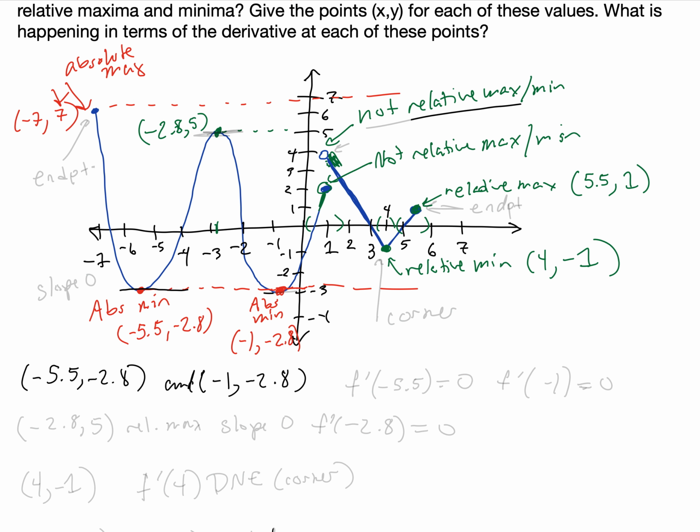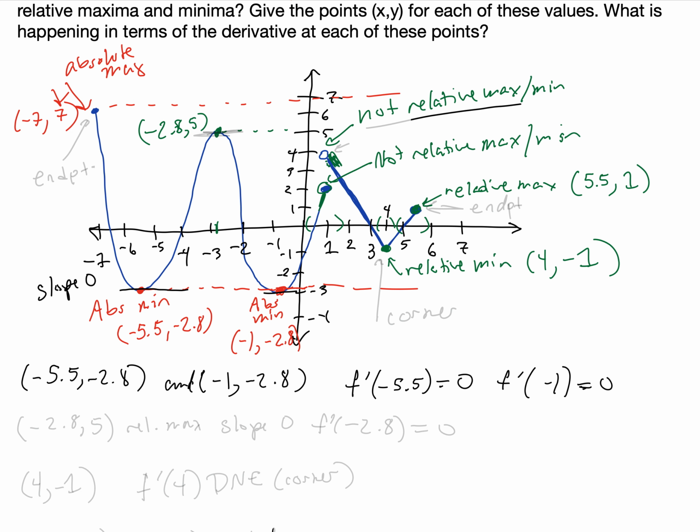Well, the slope of that function at that moment in time, the slope is 0. And so what does that mean? That means that the derivative is 0 at that point. So f prime of negative 5.5 is going to be equal to 0, and f prime of negative 1 is going to be equal to 0 as well, because this derivative is the slope of the tangent line, and at each of those points, the derivative is 0.